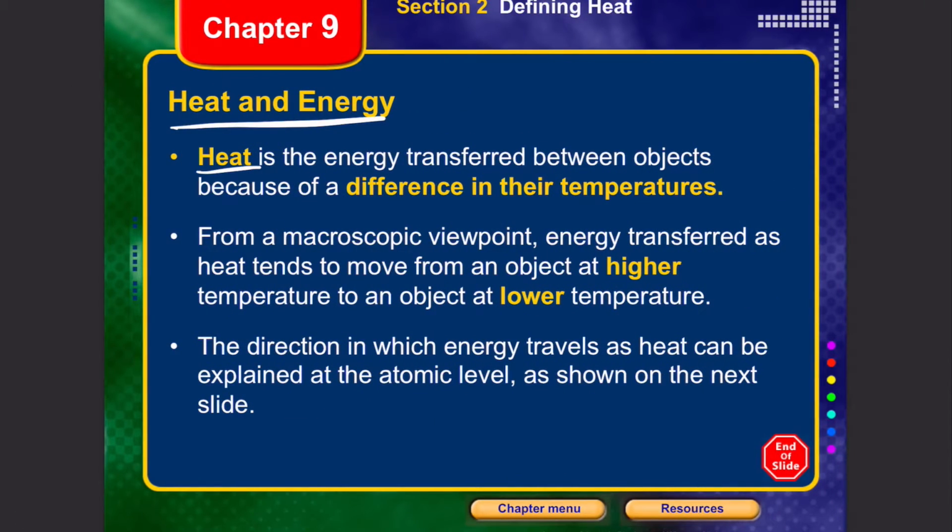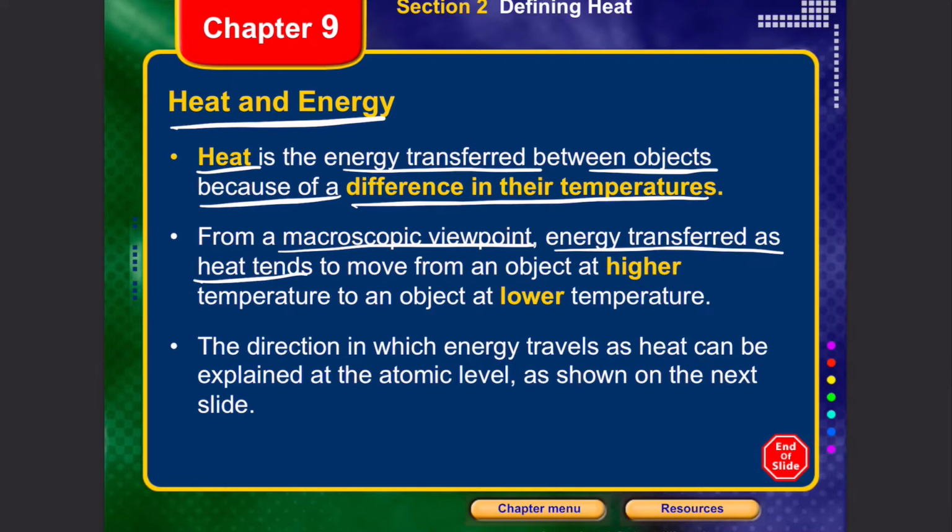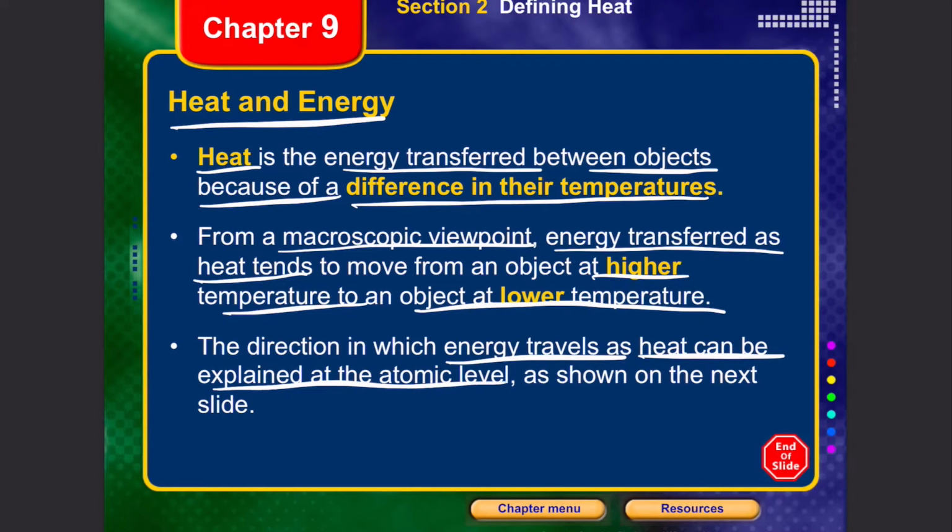Heat is simply the energy in transit, which means that it is the energy transferred between objects because of a difference in temperatures. So heat is only going to apply when there is a difference in temperature and not under any other circumstances. From a microscopic viewpoint, energy transferred as heat always moves from an object at high temperature to an object at low temperature. The direction in which the energy travels as heat can be explained at the atomic level.